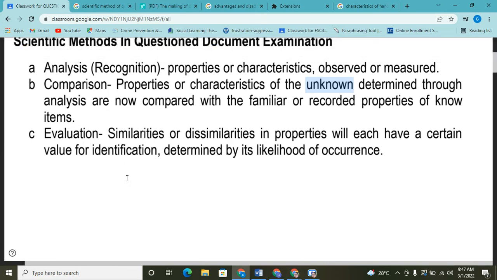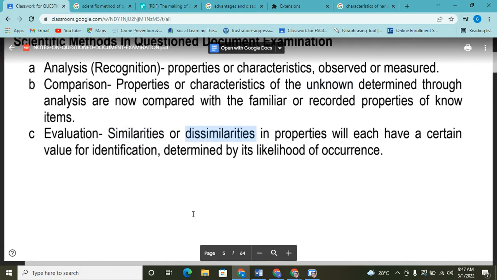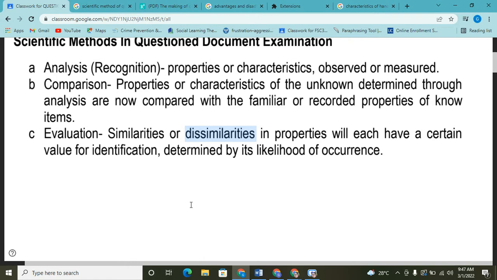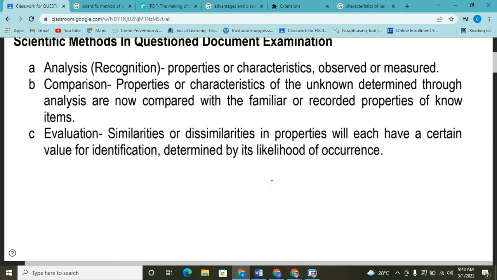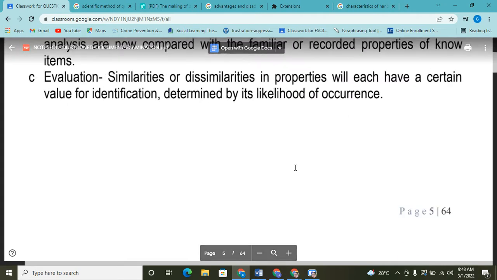In the evaluation, this is the time that you need to establish the similarities and the dissimilarities. Again, I've already asked this in the recap question: is there a sufficient number of similarities to say that it is written by one person or another? The answer again is no, ma'am. There is no sufficient number needed. In properties, each will have a certain value for identification determined by the likelihood of its occurrence. So it depends on the satisfaction and the intents of examination conducted by the examiner, whether with the use of handwriting examination or criminalistic examination, depending on which is ideal for the type of question document. Let's proceed.